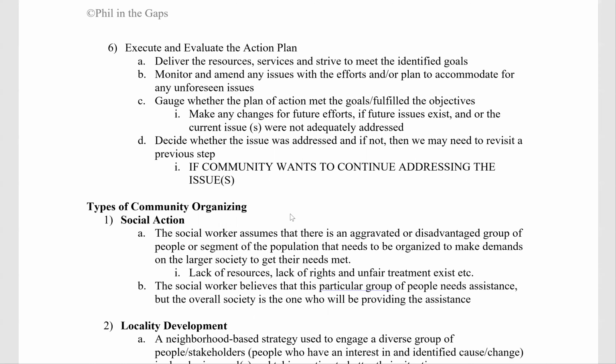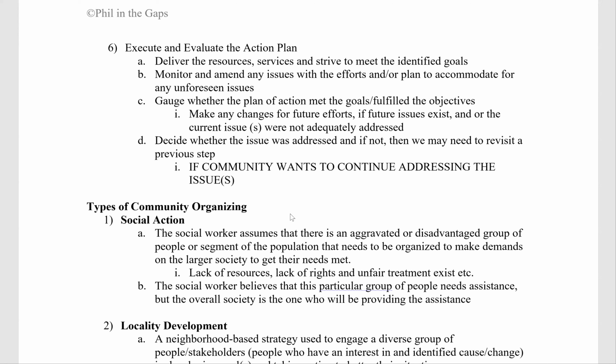We also need to gauge whether the plan of action met the goals and fulfilled the objectives. Did we execute the objectives in the best way that we know how? Did it meet the goal and or multiple goals? Or did we meet the goals, but the objectives weren't carried out in the best way? So now it's not a maintainable system. Or did we carry out the objectives in the best way that we could, but it didn't accomplish the goal? So asking ourselves, do we need to make any changes for future efforts if the issue still exists? Or does the community actually want to get the job done?